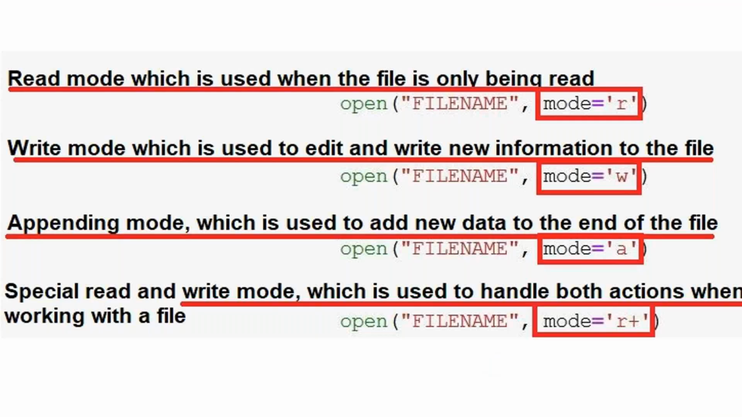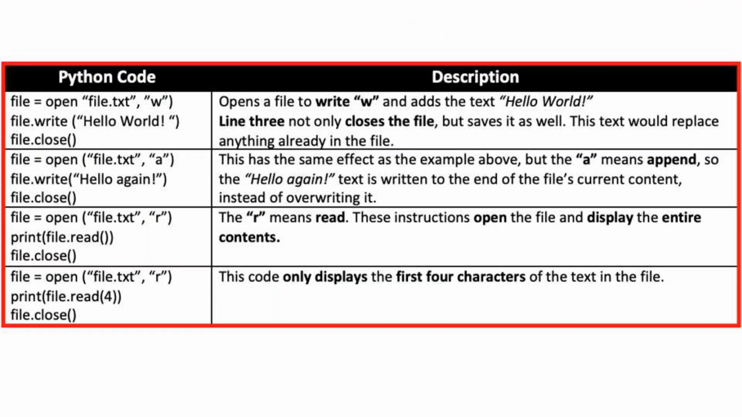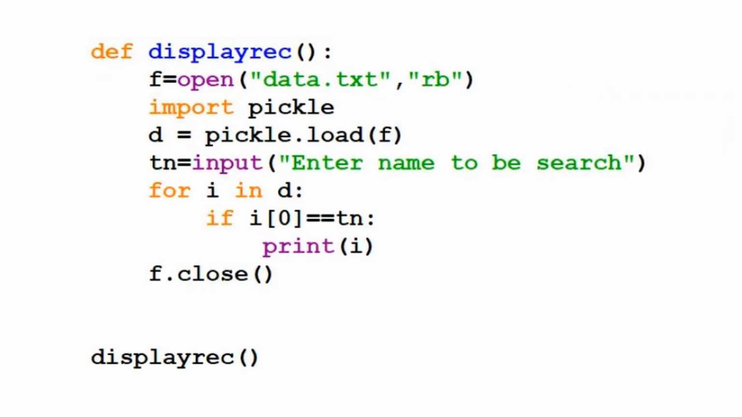Okay. So these are the modes we have discussed multiple times. So remember all the time. And this is the code. When you want to open a file, what to do? Look at this. The first one is writing a file. Second code is appending a file. Third code is reading a file. Fourth also reading a file. This is the code which you can see, the full code.